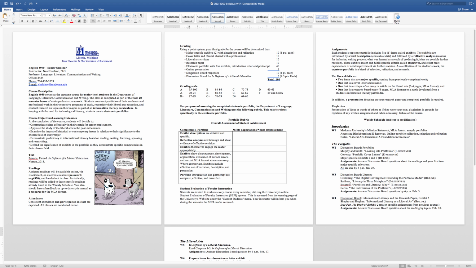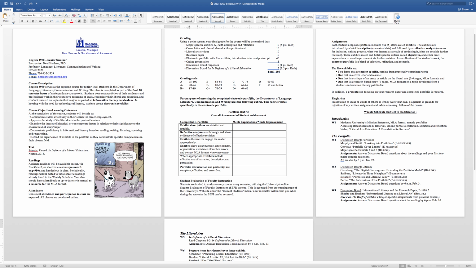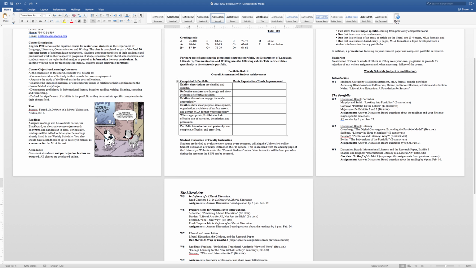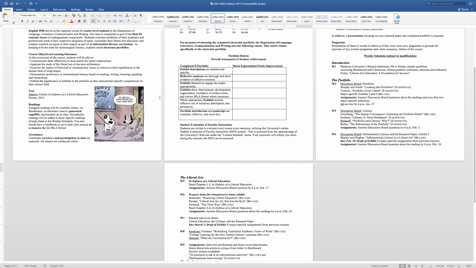There are discussion board responses that you'll need to do. There are 10 of them, worth 1 point each. And then there's a discussion board for In Defense of a Liberal Education, the book we're talking about. There are 2 of those, 2.5 points each, total out of 100. The grading scale is pretty standard. The portfolio will be assessed using this rubric right here, so either you meet expectations or you need improvement. And that's how it will be graded.